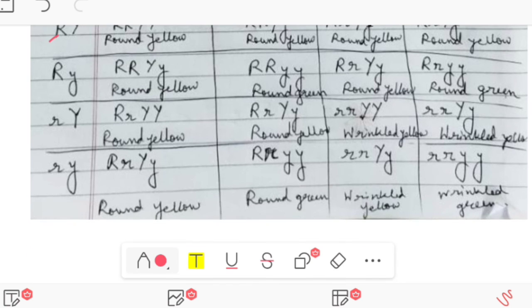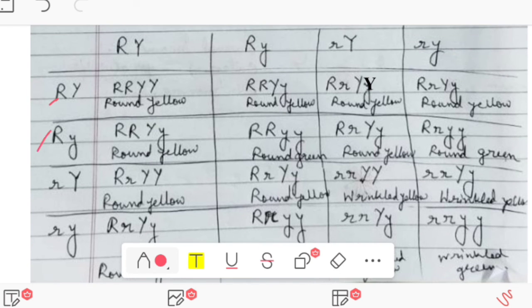In the next row, see, Ry with RY, it is round yellow. Ry with Ry, this is round green. Ry with rY, this is round yellow again. Ry with ry, so it is round green, because see, capital R is present, but capital Y is not present, only small y is present, that's why it is round and green.